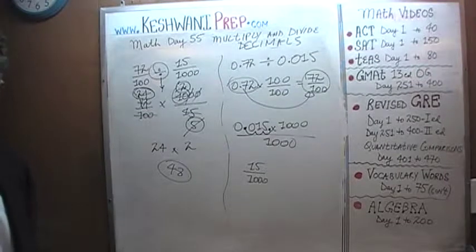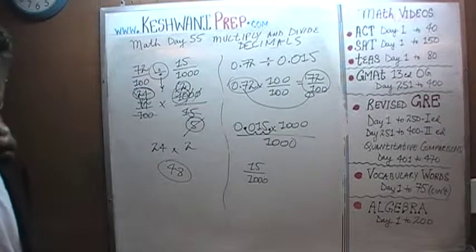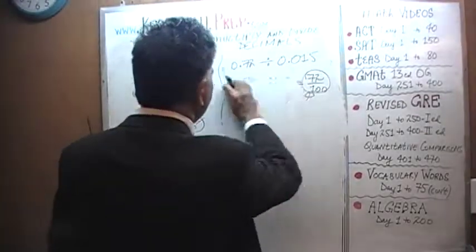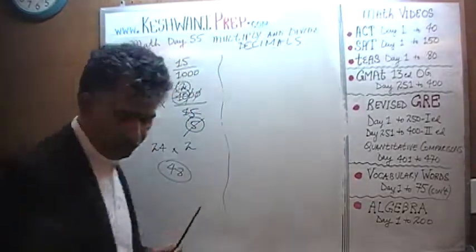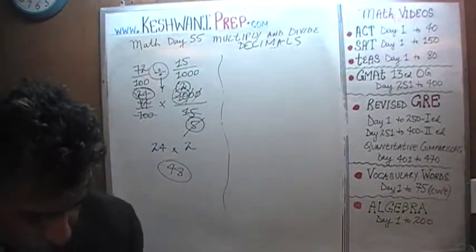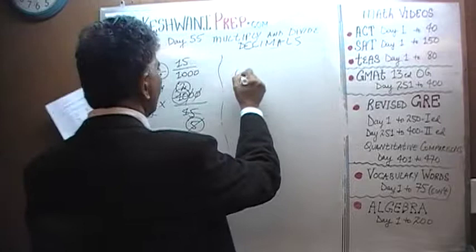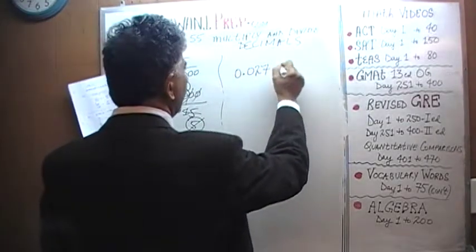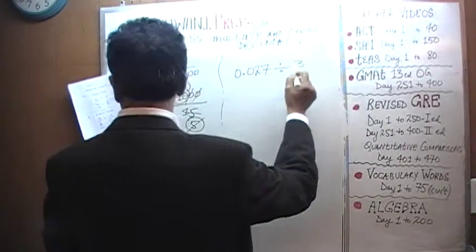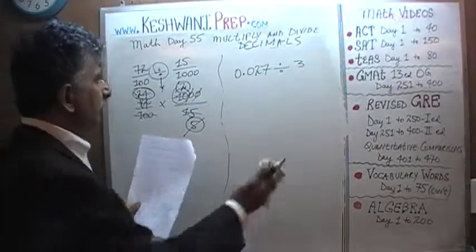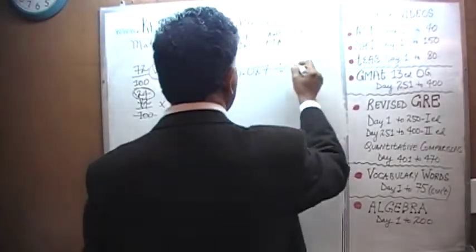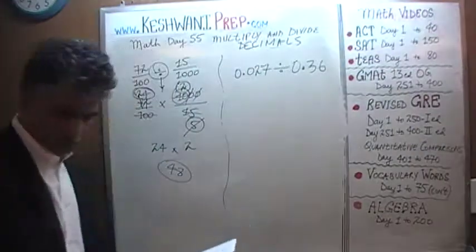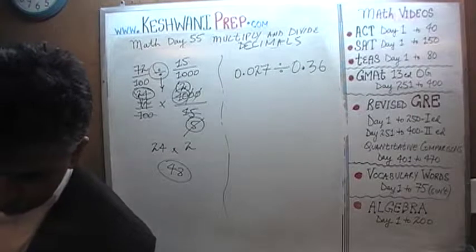Let's do one more, shall we? Again, you're going to do it yourself first. 0.027 divided by 0.36. I'll give you 5 seconds to pause and unpause the video.